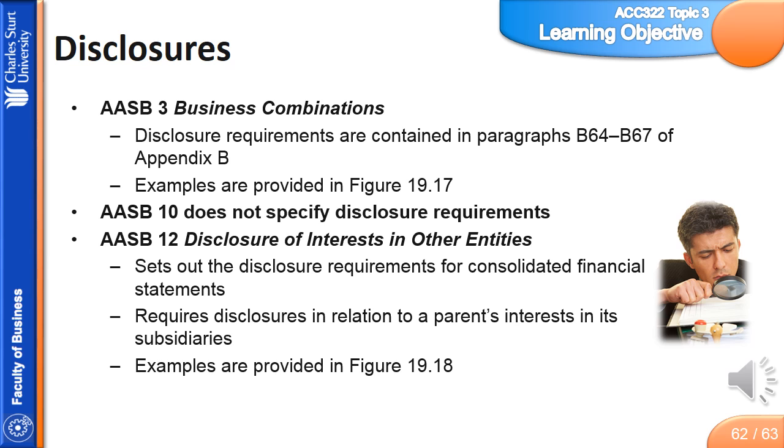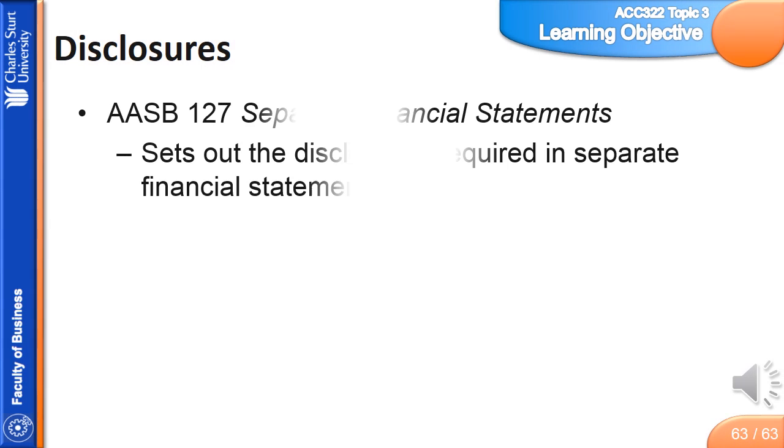And the key objective of that standard is to provide information that enables users of financial statements to evaluate the nature of risks associated with its interests in other entities and the effects of those interests on its financial position, performance, and cash flows. And there's some examples covered in, I think, Chapter 18 and also Figure 19.18. And also AASB 127, separate financial statements, sets out the disclosures required in separate financial statements.